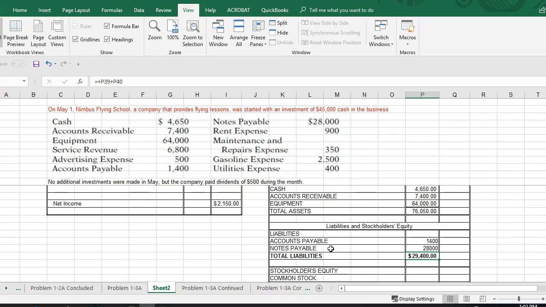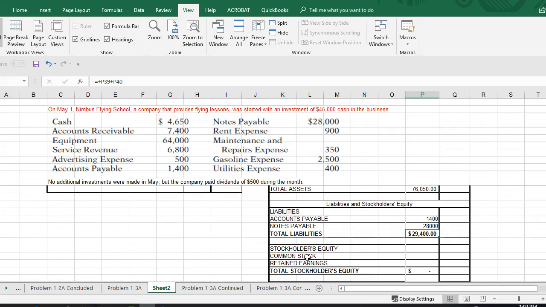Our last category is known as stockholders' equity. There are two components that make up stockholders' equity, what's called common stock and retained earnings. So here, when the owner made an investment into the business for $45,000, in exchange for that cash they would receive what's known as common stock. That amount was $45,000. I'm going to record that in the equity section of my balance sheet.